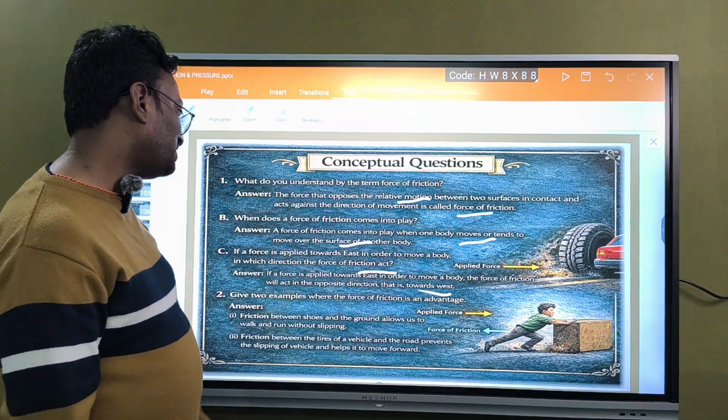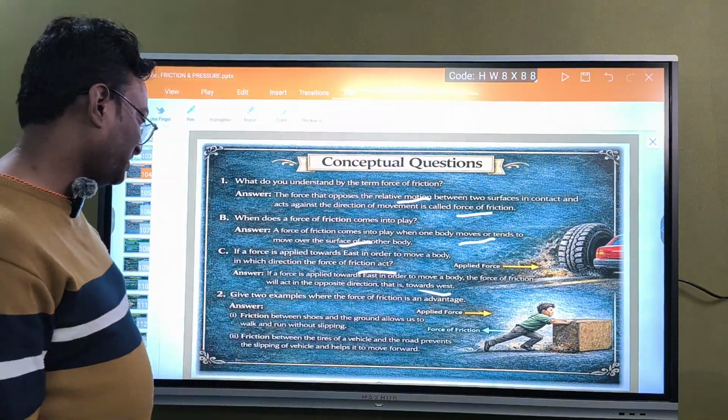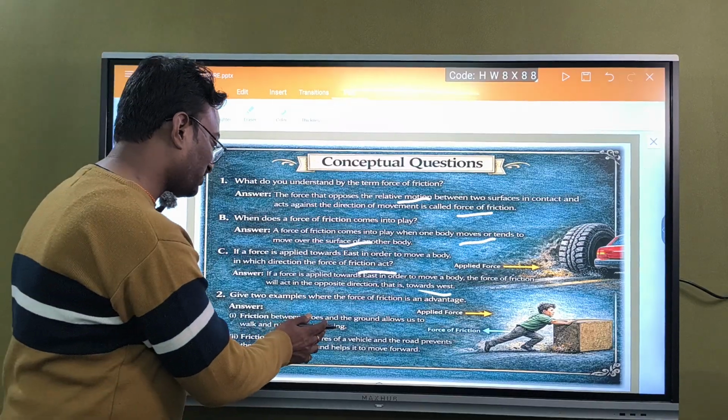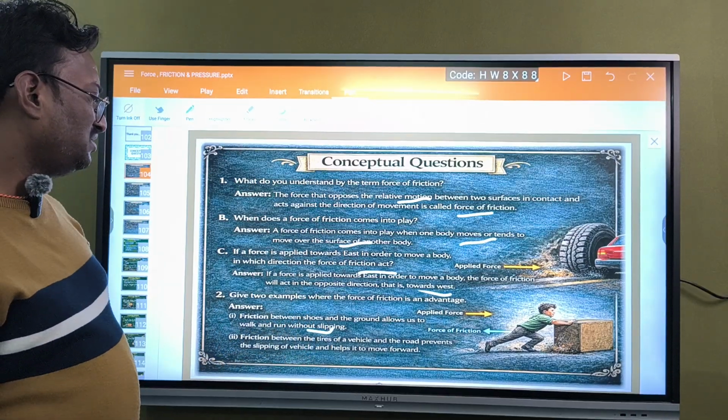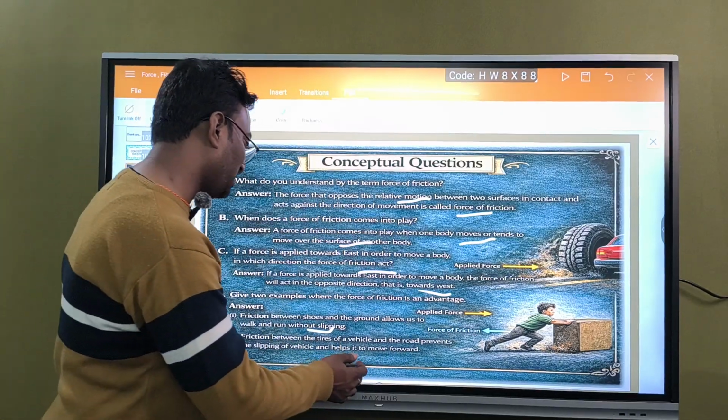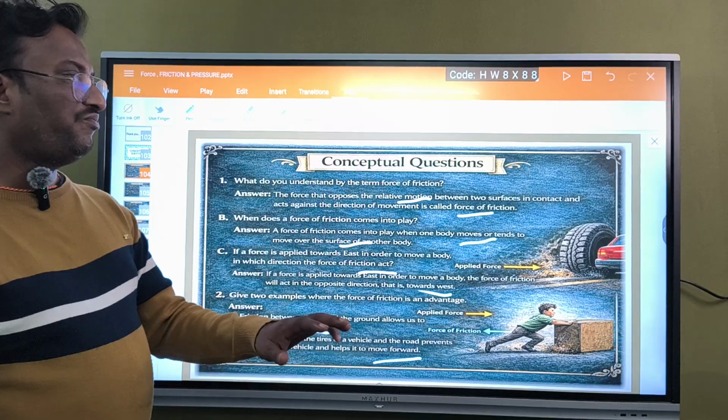Give two examples where the force of friction is an advantage. Between shoes and the ground, it allows us to walk without slipping, that is one of the advantages. Between the tires of the wheels and the road, it prevents the slipping of the vehicles and helps them to move forward.